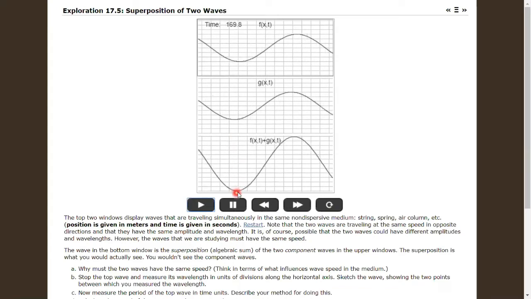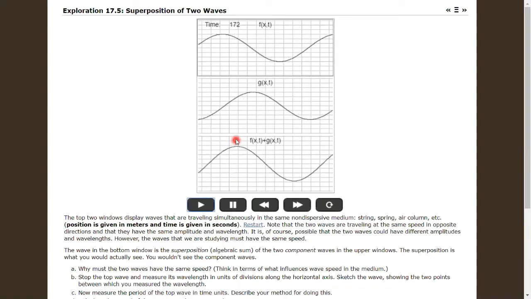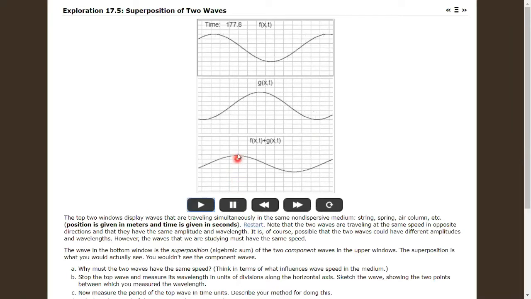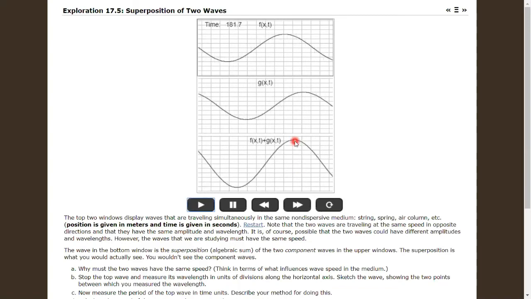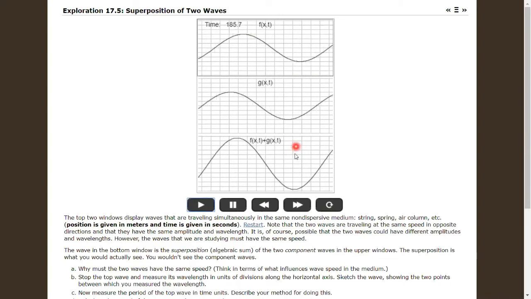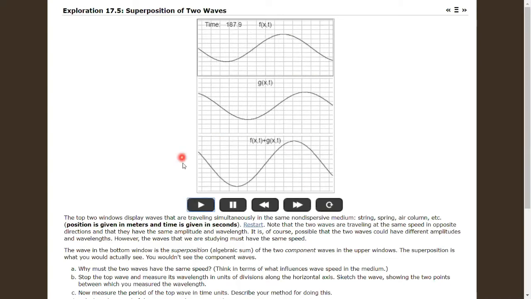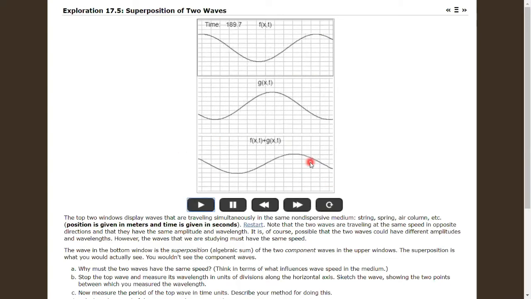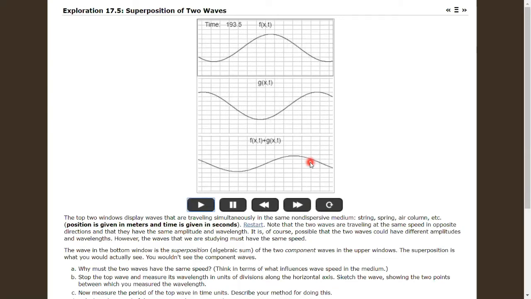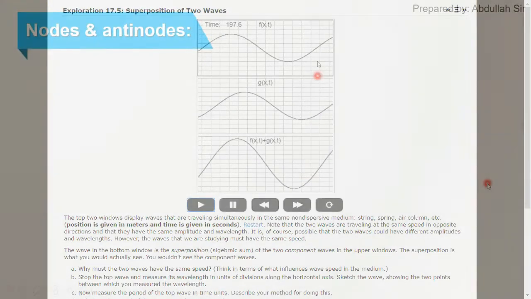So if it is having maximum displacement, we will say that this is your antinode. This point is your antinode where the displacement is maximum. This point is also your antinode where displacement is maximum. So in this section, we are getting 3 nodes and 2 antinodes. And that's how a stationary wave forms in a medium.